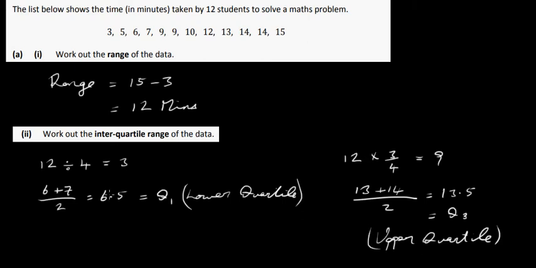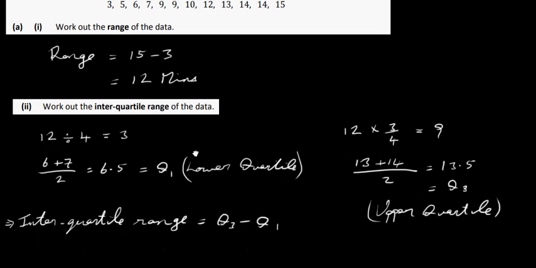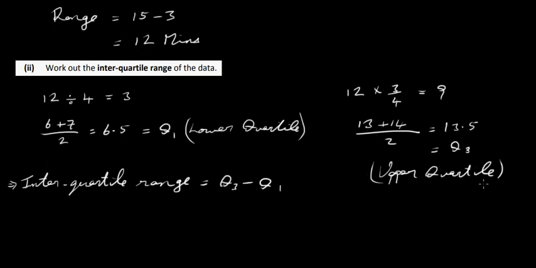That's our upper quartile. We want our interquartile range, which is going to be Q3 minus Q1. So you just subtract these two numbers that we got here. So in other words, it's going to be 13.5 minus 6.5, and that gives us 7. So 7 minutes is our interquartile range.